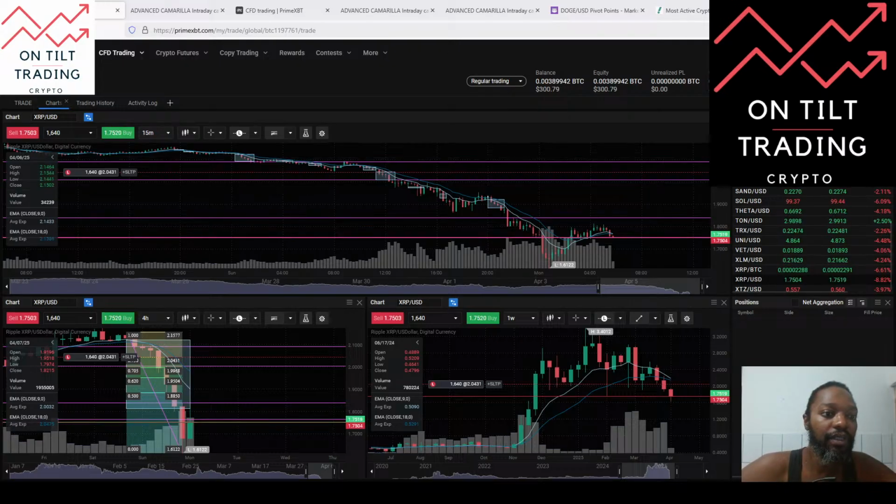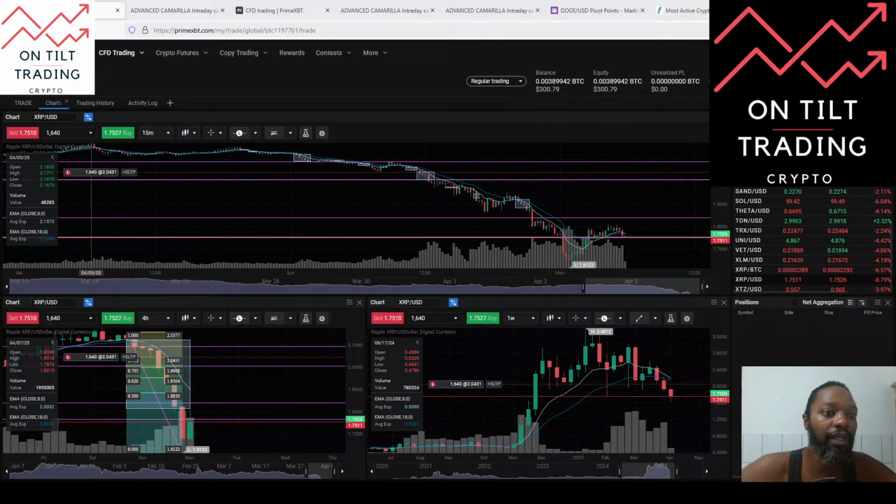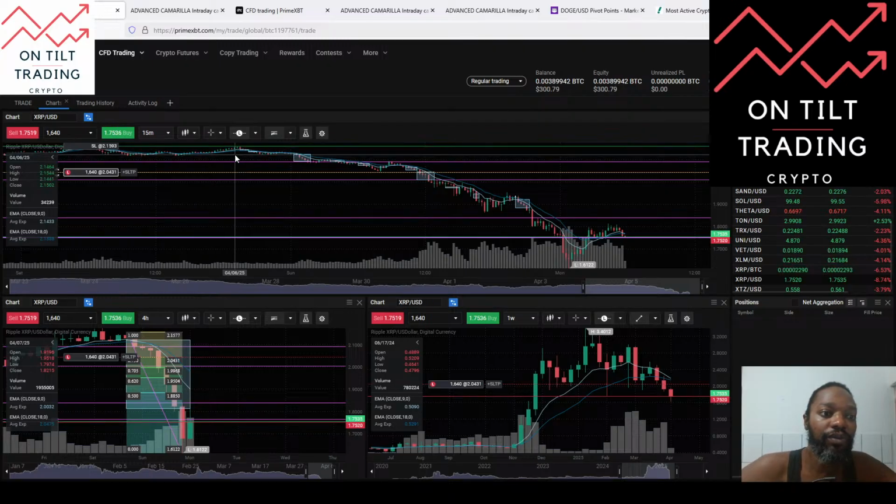But we'll go up here. You can see where my stop loss is. So my stop loss is just above this candle. I believe the spread on Ripple is 15 cents. So 15 cents above this high, right here, is where my stop would be.